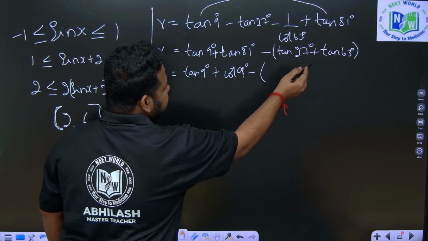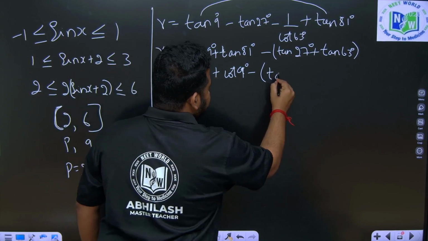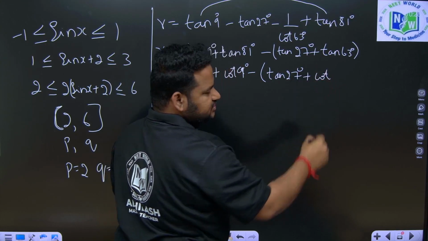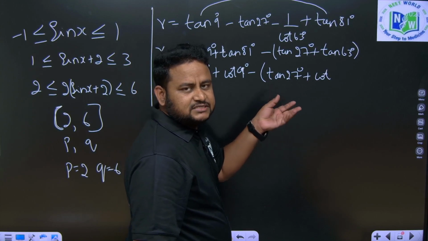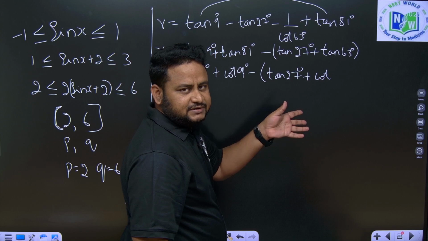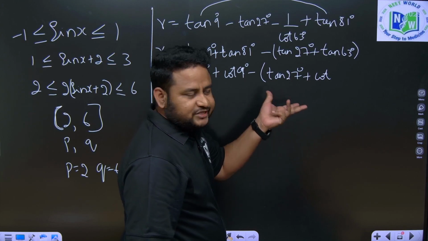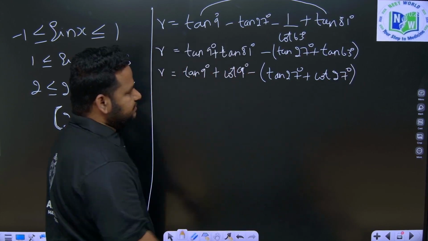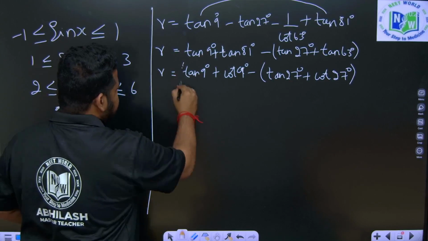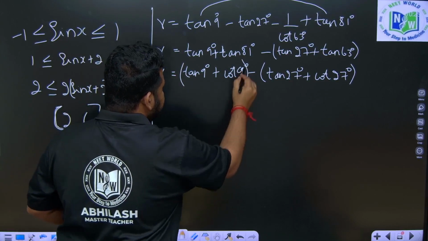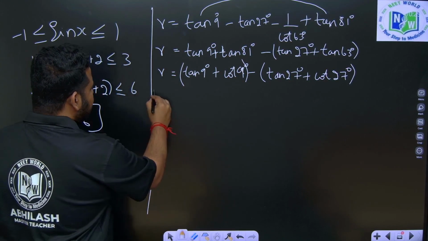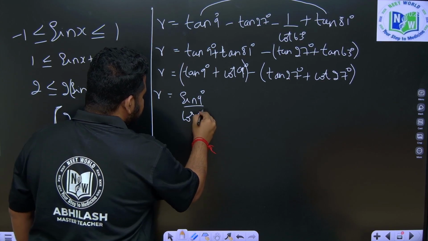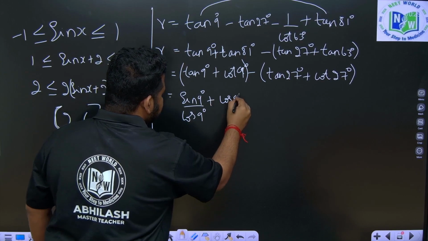Now tan 27 degree and tan 63 degree. Tan 63 degree can be written as tan of 90 minus 27, and tan 90 minus theta is cot theta. So this will become cot 27 degree. Let me put brackets here also. Now I will convert everything into sin and cos. So R is equal to sin 9 degree by cos 9 degree plus cos 9 degree by sin 9 degree.